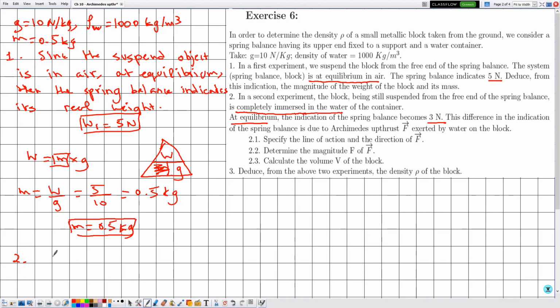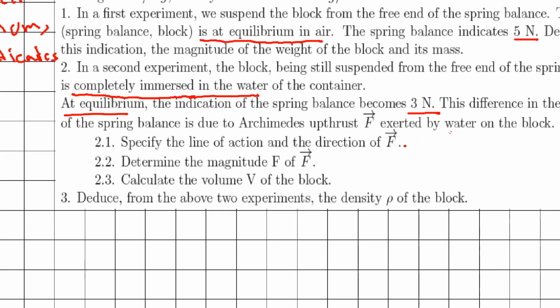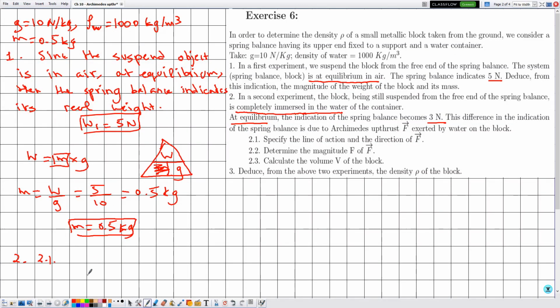Now 2.1, specify the line of action and the direction of F. We know that always the line of action and the direction of F is vertically upward, and the line of action is vertical. And the direction is given by upward.